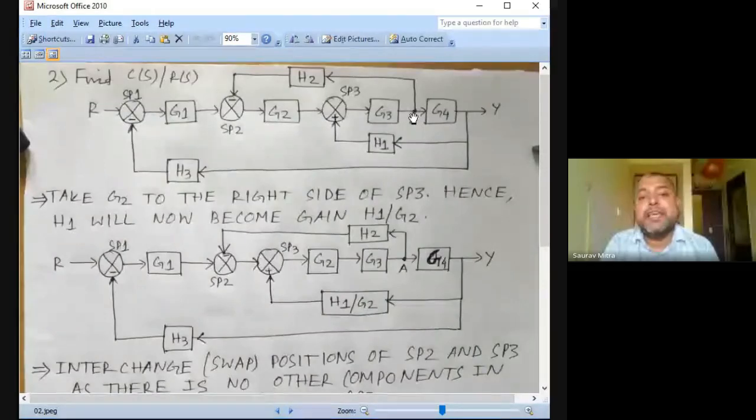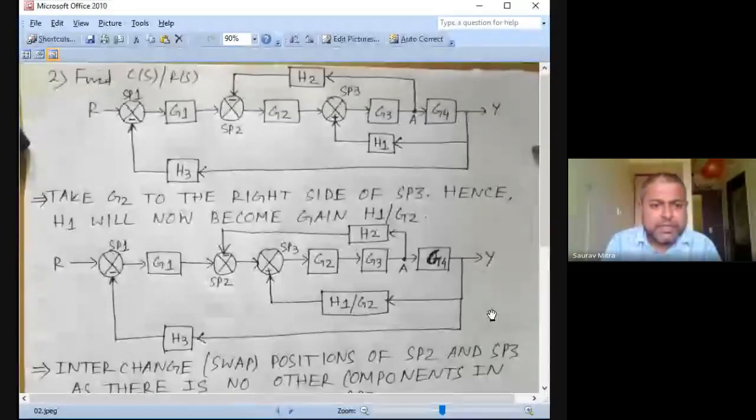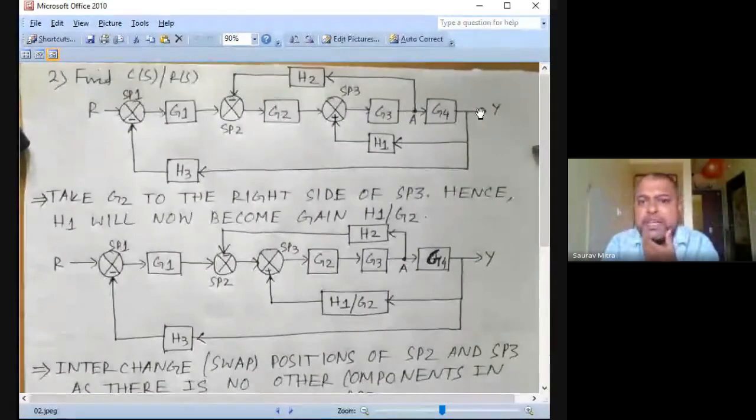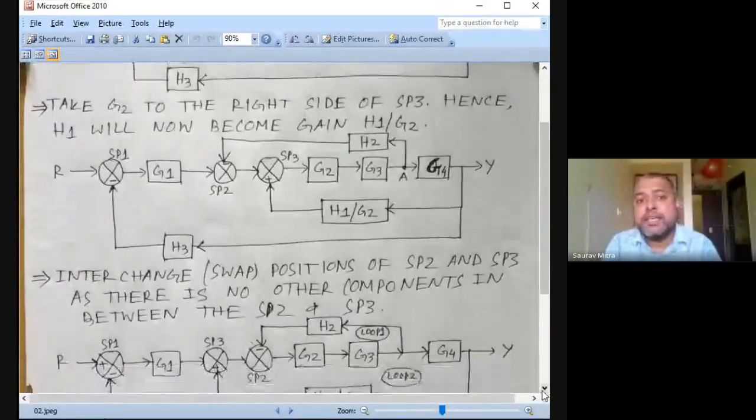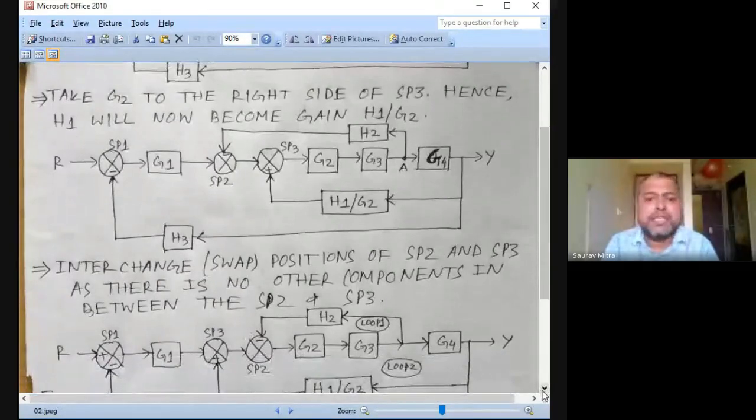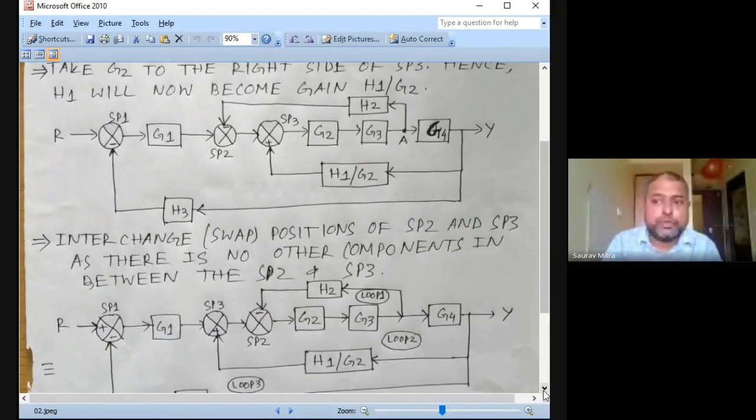This H2 is starting between G3 and G4, so we can shift this summing point. One way of doing it is to take this point after G4, make this H2 by G4 and keep on solving. As soon as you shift it after this, all the three loops are open, not entangled, and you can proceed. That is one way that I showed you yesterday. The second way was also shown to you yesterday, but the intermediate steps were not done. So today I have done the intermediate steps and I will show you those steps.